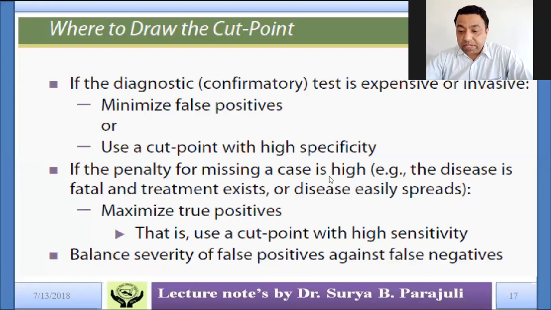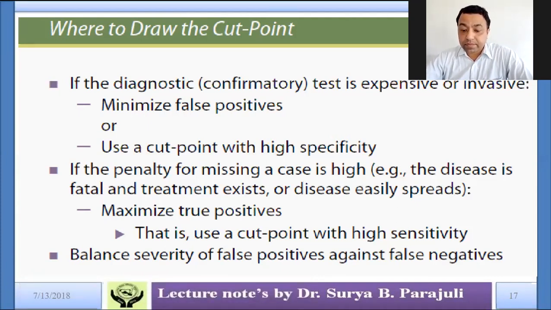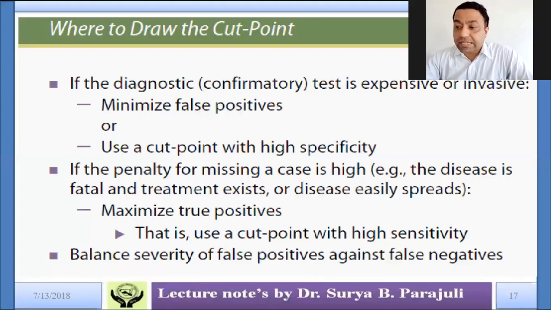If the penalty for missing a case is high, for example, the disease is fatal, treatment exists, or the disease easily spreads, like COVID-19, then you need to maximize true positives because the disease is fatal or easily spread. That means you need to increase sensitivity. You need to use an RDT kit having high sensitivity. This is the inference, the clinical significance. Hope you are getting my point. That is, use a cutoff point with high sensitivity.